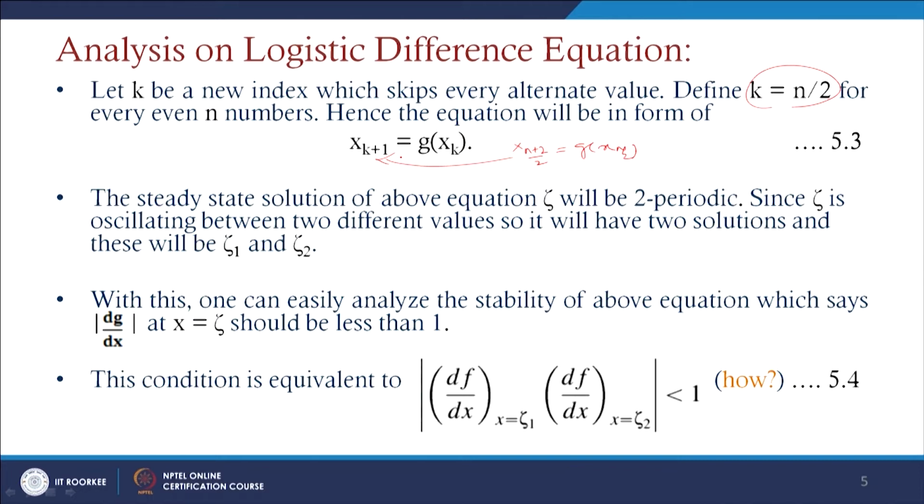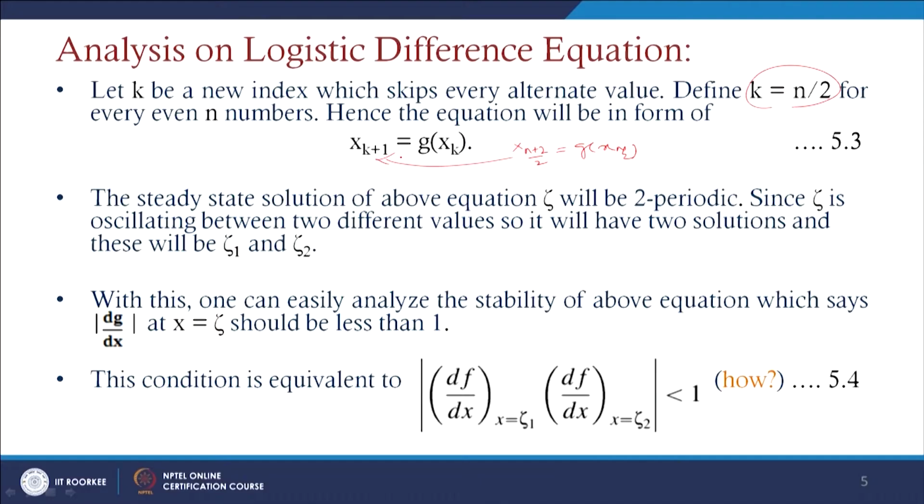And the steady state solution of the above equation, zeta, will be 2 periodic, since the oscillation starts and ends at the same point after 2 periods. So, we say the solution zeta is 2 periodic, since zeta is oscillating between 2 different values. So, it will have 2 significant solutions, zeta 1 and zeta 2.